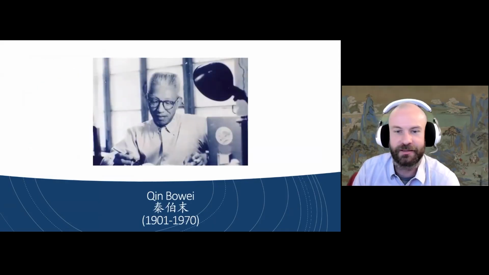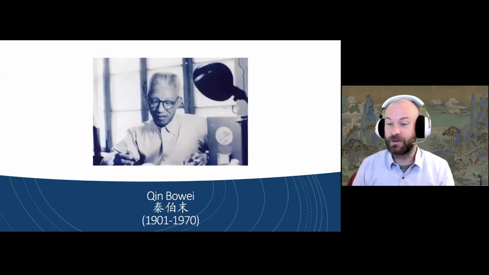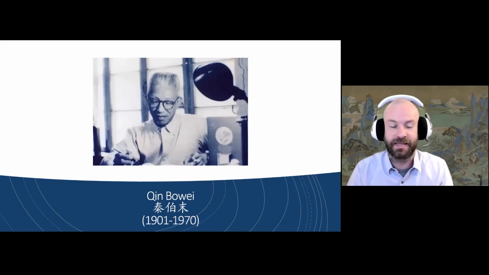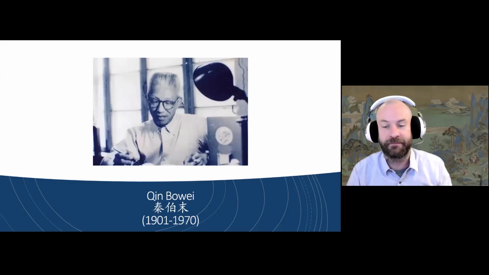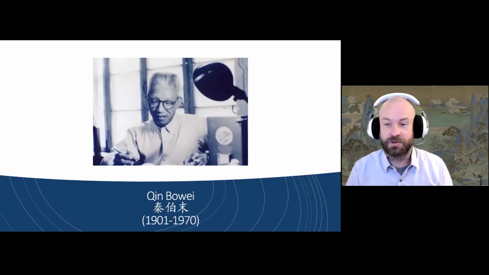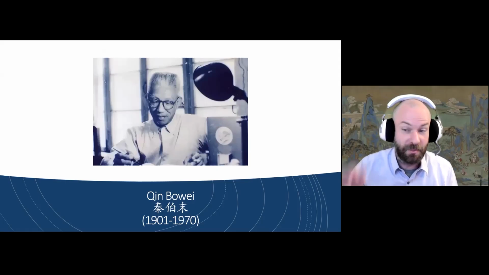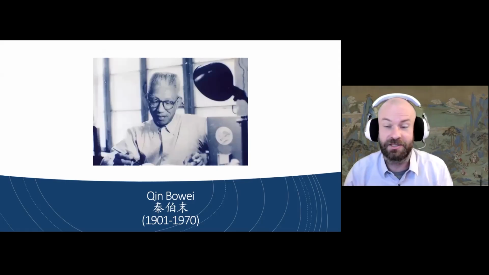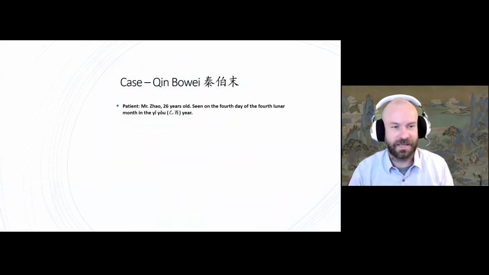First off, we'll look at Qinbo Wei. Now, obviously, because these formulas are relatively recent, there aren't as many early cases, because this text was only written in 1798, so we only have more modern cases. But Qinbo Wei was a very famous modern Shanghai physician. They used to call him Neijing Qin because he apparently had memorized nearly the entire Neijing, which is an incredible feat. So he has a case here.